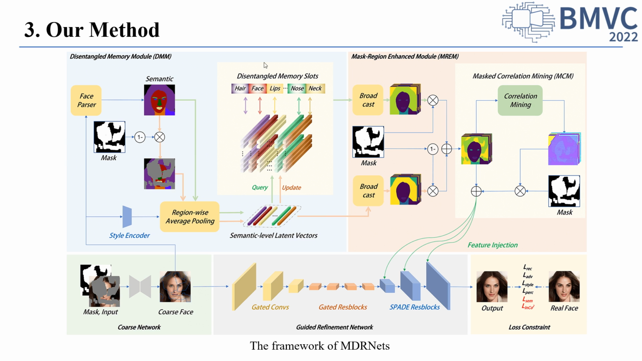Specifically, the Disentangled Memory Module establishes a group of disentangled memory blocks to store the semantic-decoupled face representations, which could provide the most relevant information to refine the semantic-level coordination. The Mask Region Enhanced Module involves a masked correlation mining mechanism to enhance the feature relationships into the corrupted regions.